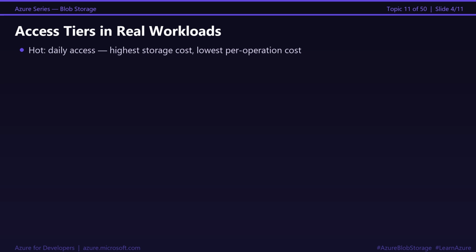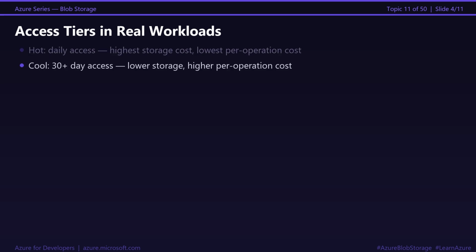Container access levels control public visibility. Private means all access requires authentication. This is the correct default for production. Blob access level allows anonymous read on individual blobs but not listing. Container access level allows anonymous read and listing of all blobs. Never use this for anything sensitive.